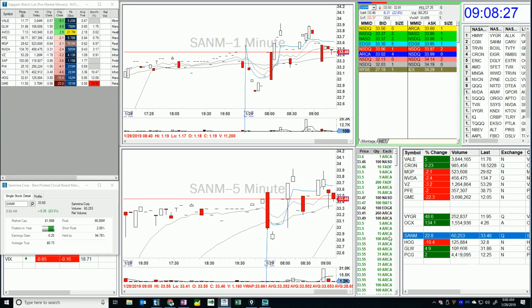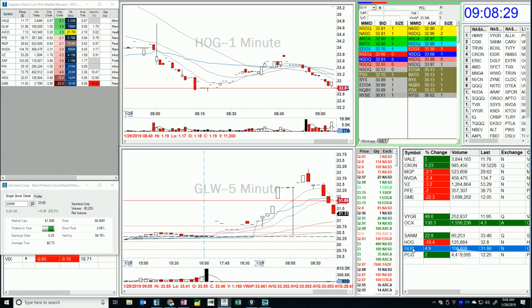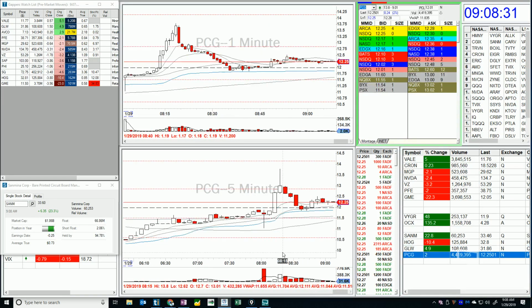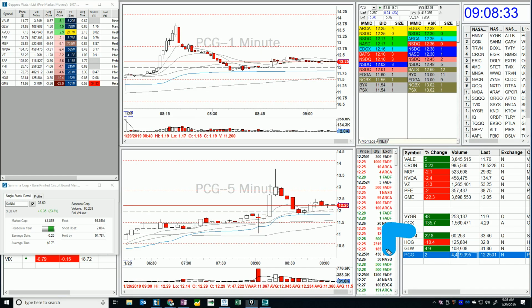All right, so we talked about these, hopefully holding them for later on. We're not going to watch them now. These are good mid-morning plays, not really in play at the moment.